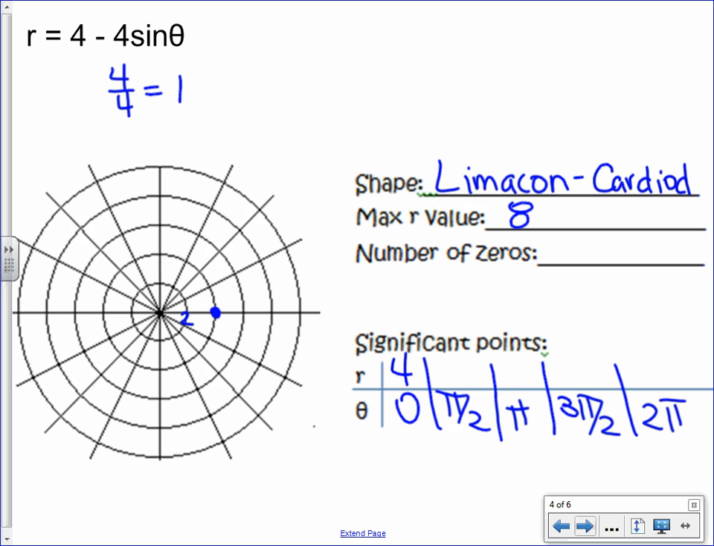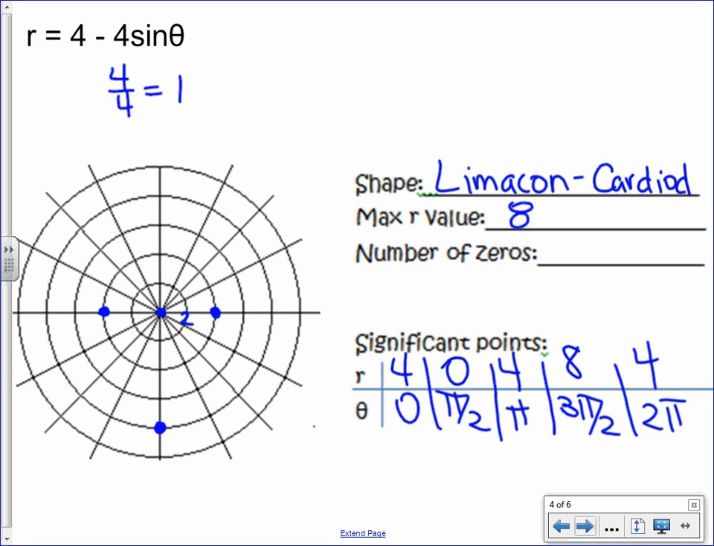What's the sine of pi over 2? 1. So what do we get? 0. Are you with me this morning? Okay. When we plug in pi, what's the sine of pi? 0. So what is our R value? 4. When we plug in 3 pi over 2, what's the sine of 3 pi over 2? Negative 1. So what's our R value? 8. And 2 pi will take us back to where we started.